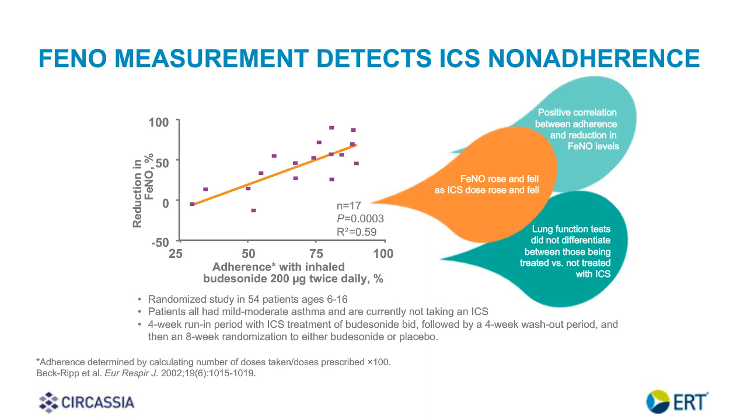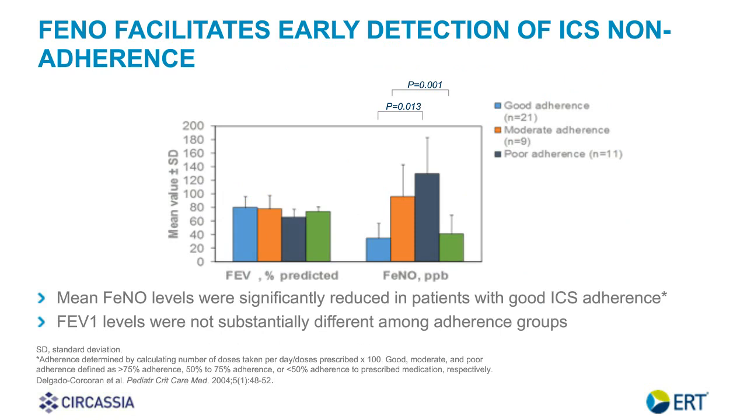You can also see that the lung function test did not differentiate between those being treated versus not treated with inhaled steroids. So FeNO can be used in a way to look at whether your patients or your subjects are being particularly adherent to a medication in a particular study. And a similar line just basically shows the same thing from another study, that with good adherence, you can see that the FeNO levels run low, versus the FEV1, which really did not vary whether the patients were adherent or not to their particular medication.